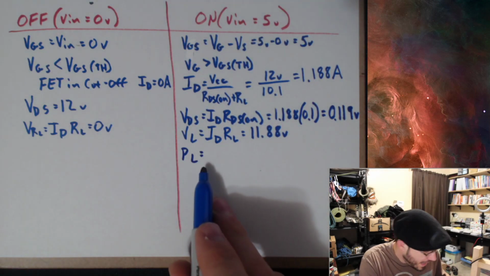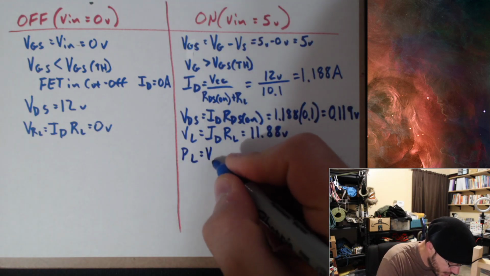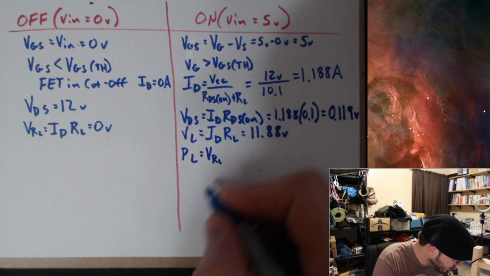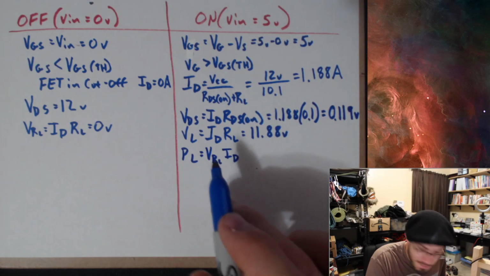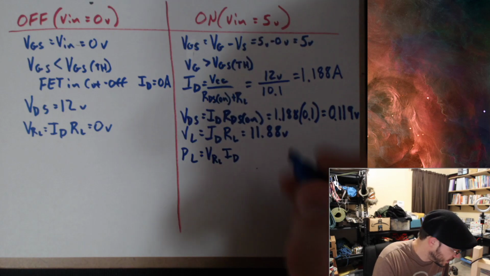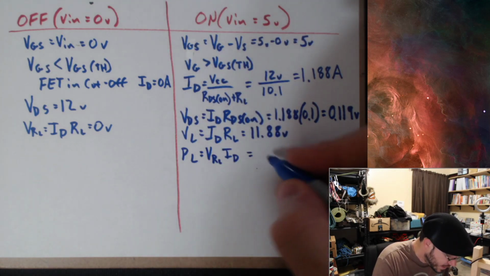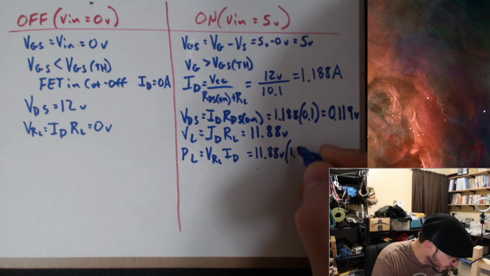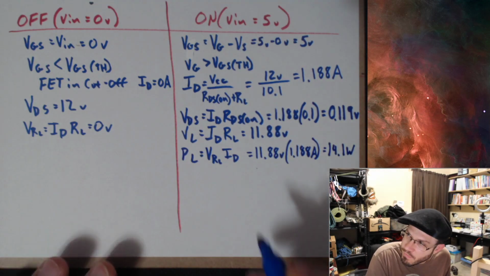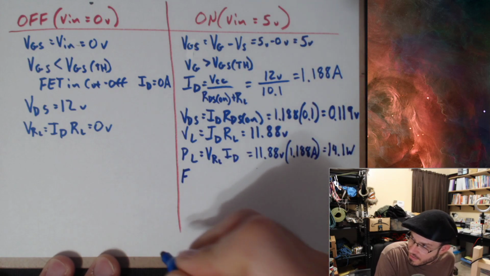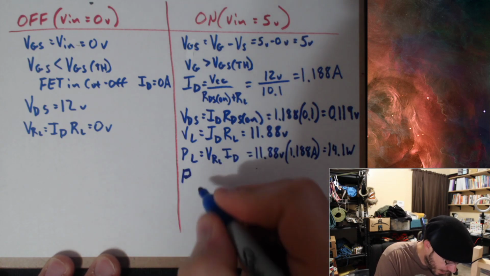PL, or the power dissipated by the load, is going to be equal to the voltage drop across the load times ID, right? P is just equal to IV. So what you get is 11.88 volts times 1.188 amps, which equals 14.1 watts.